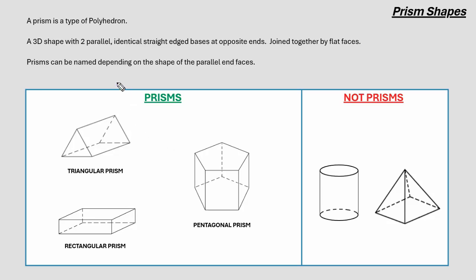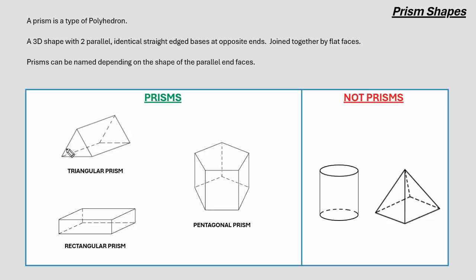A prism shape in math is a type of polyhedron, a 3D shape with two parallel, straight-edged, identical bases at opposite ends, and they're joined together by flat faces, which most of the time will be rectangle shaped. Here we have a triangular prism.